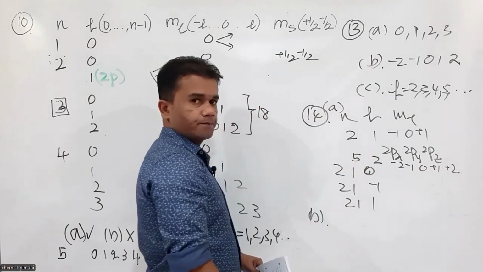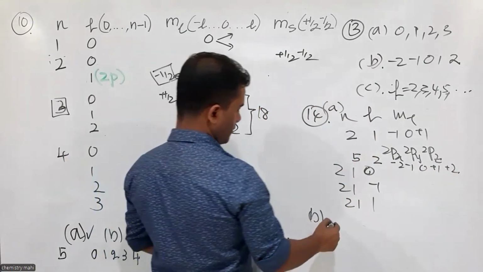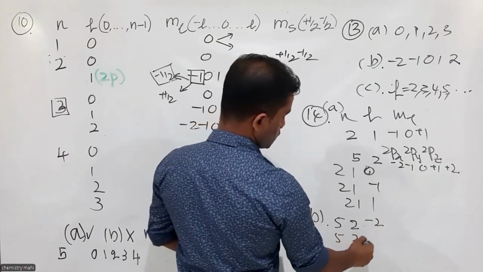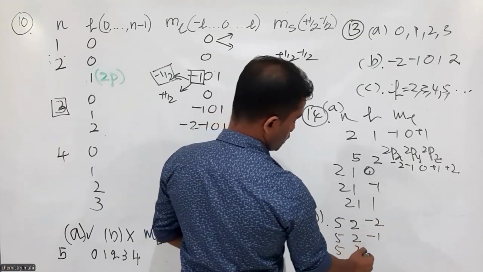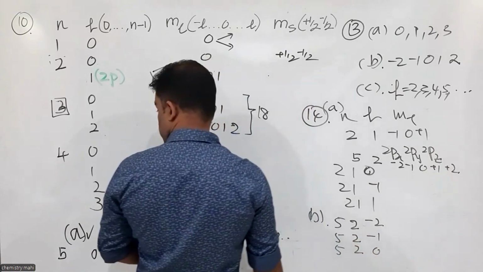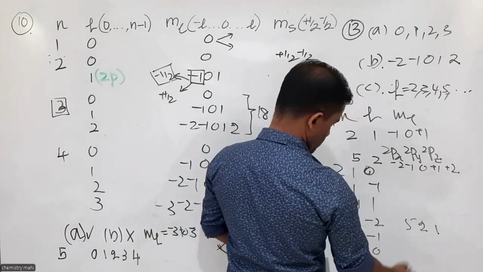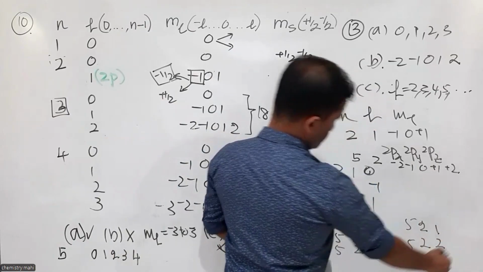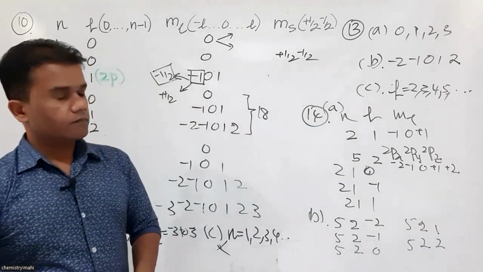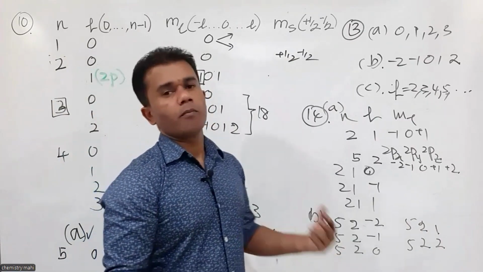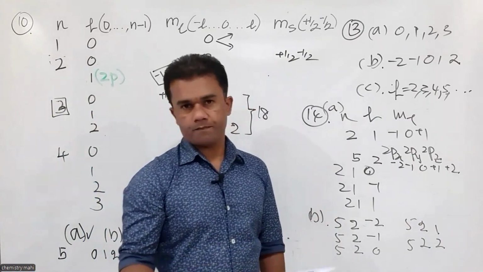There are 5. It can be 5, 2, minus 2. Another 5, 2, minus 1. Another 5, 2, 0. Likewise, another 5, 2, 1. Another 5, 2, 2. These are the N, L, ML values for all the d orbitals available in 5d.